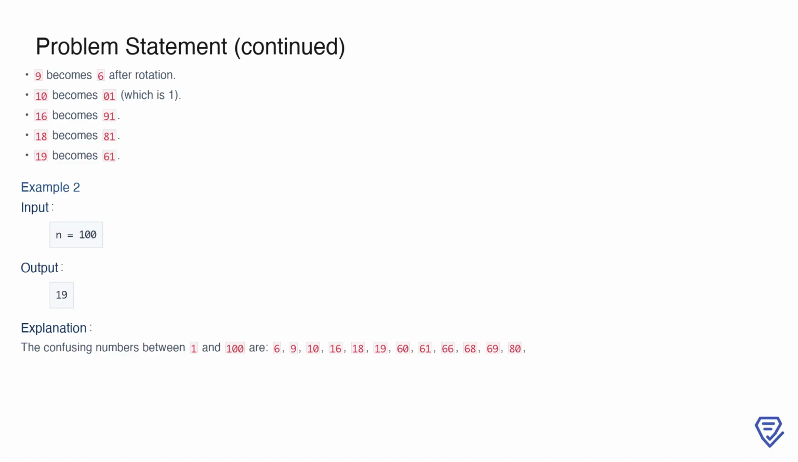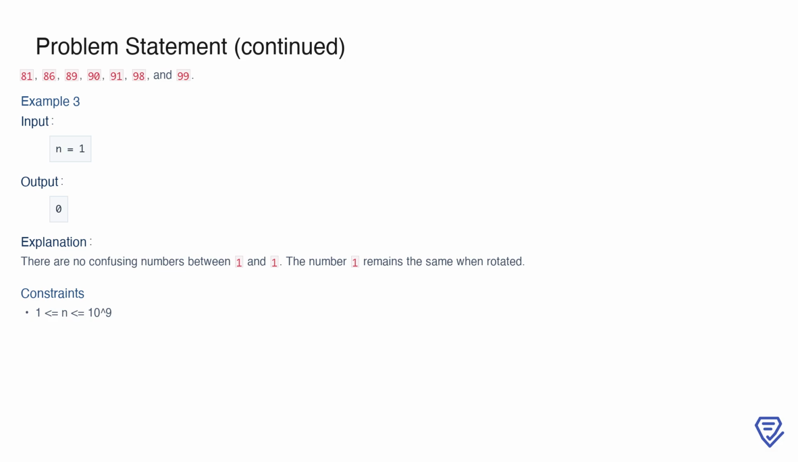Now, let's consider a second example where n is increased to 100. In this case, there are 19 confusing numbers in total. These include the 6 numbers we just discussed, as well as some additional numbers like 60, 61, and 66. Continuing with the example where n equals 100, the complete list of confusing numbers is as follows: 6, 9, 10, 16, 18, 19, 60, 61, 66, 68, 69, 80, 81, 86, 89, 90, 91, 98, and 99. Each of these numbers, when rotated, results in a valid number that is different from the original.